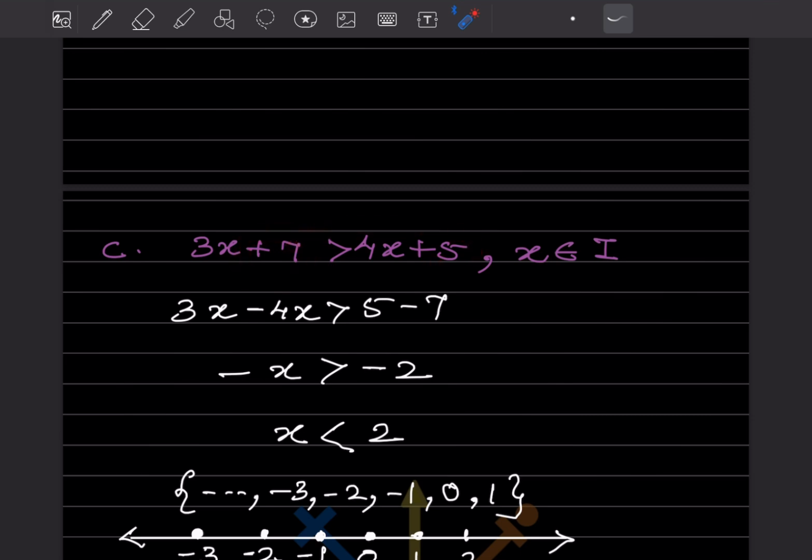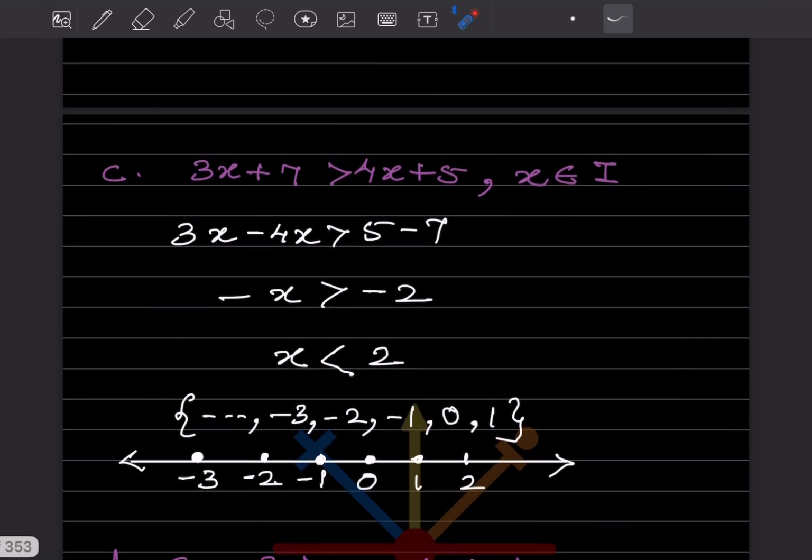So minus 4 plus 3 is going to be minus x, and this will be minus 7 plus 5 will be minus 2. Now what you can see, both the places is the negative sign. So we have to reverse the inequality, and then whenever you see this one, you have to reverse the inequality sign. So x is greater than 2.